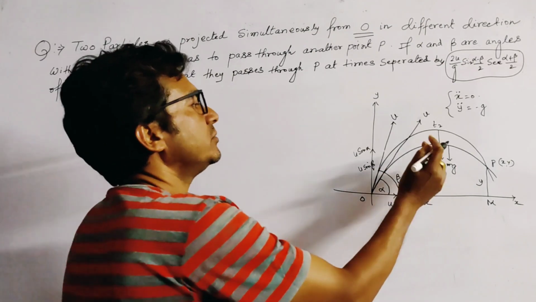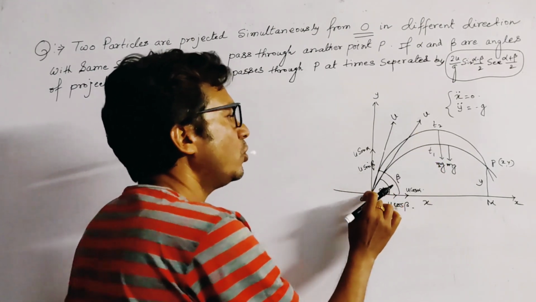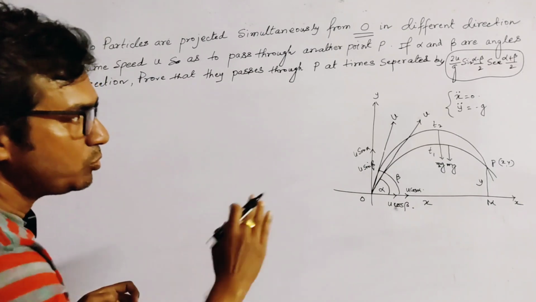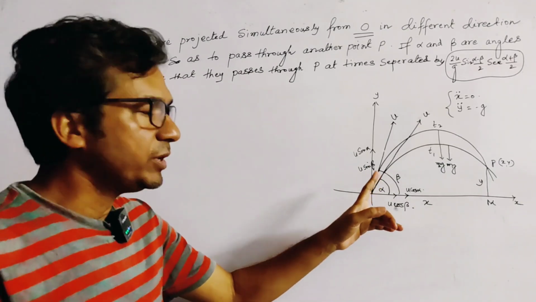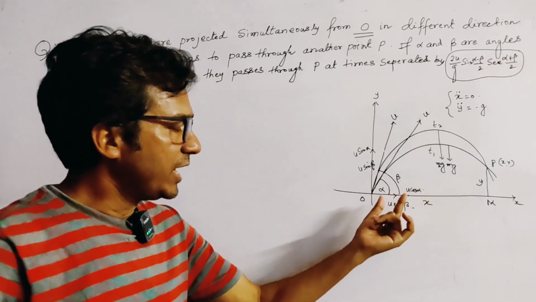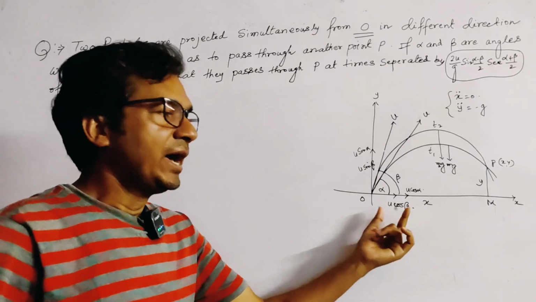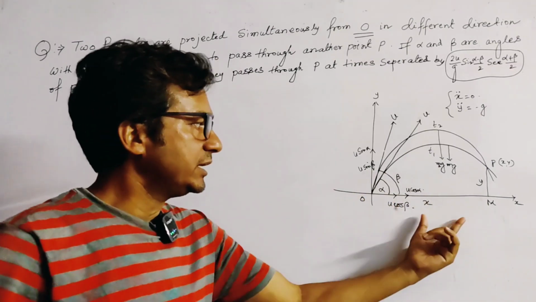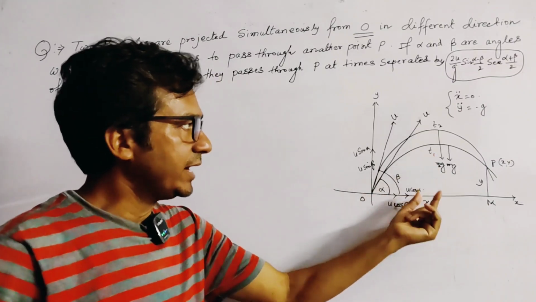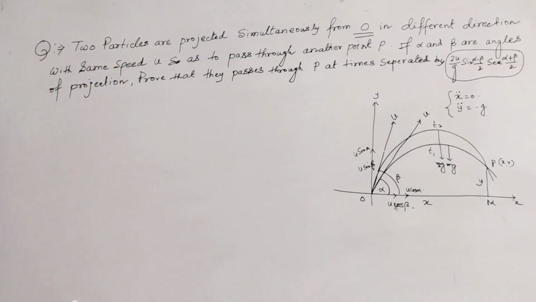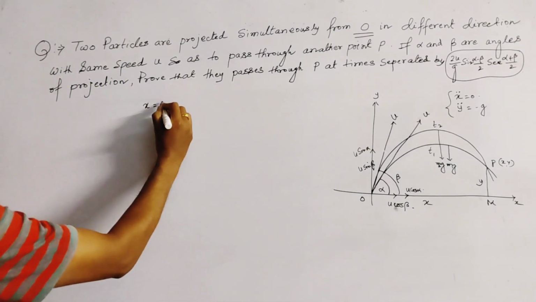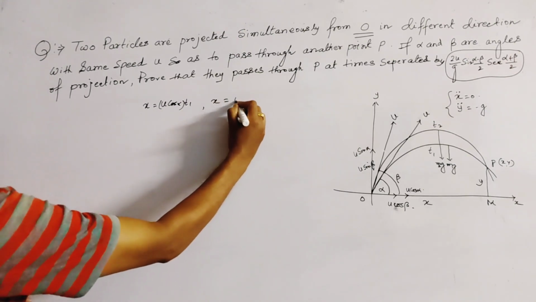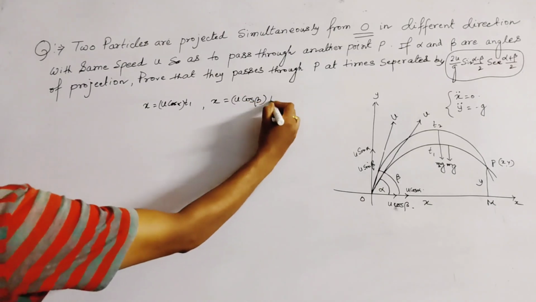Now we take t1 to be the required time to go from O to P, and t2 the required time for the second particle to reach P. Since there is no force along the x axis, there is only velocity. For the first particle it is u cos alpha, and for the second particle it is u cos beta, and by this velocity the particle covers the horizontal distance O to M, that is the distance x, in time t1 and t2 respectively. So we get the first relation: x equals u cos alpha into t1, and for the second particle, x equals u cos beta into t2.